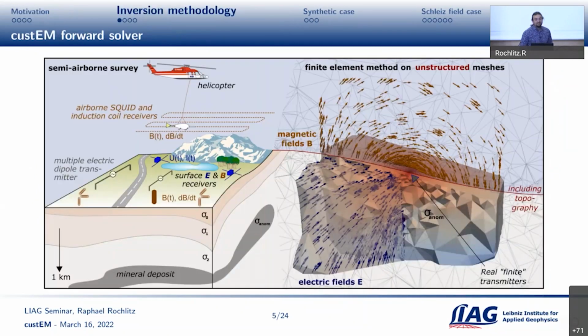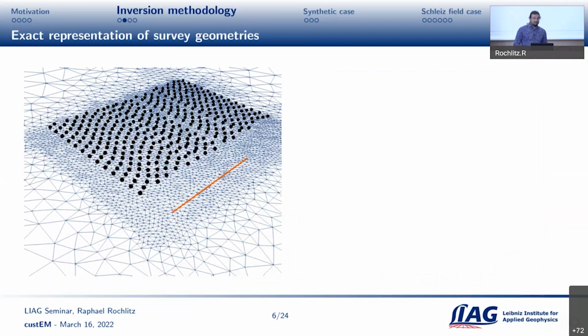The second ingredient we need for inversion is a good forward solver. And this is what I presented in the last LIAG seminars, the custEM software. So we can consider the topography and the transmitter layout in a finite element mesh. We use unstructured grids to consider our topography, and we can calculate electric fields in the subsurface and on the surface, and also magnetic fields in the air.